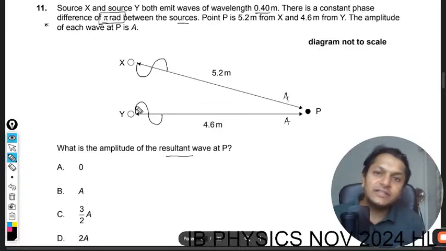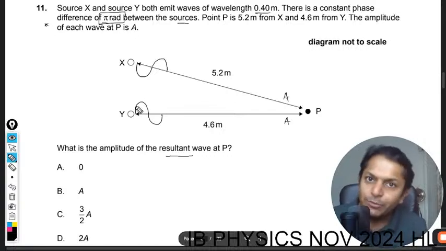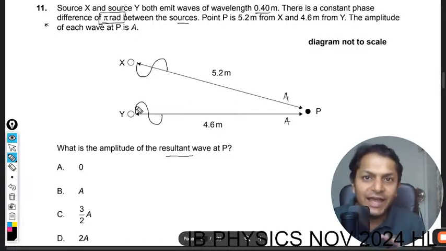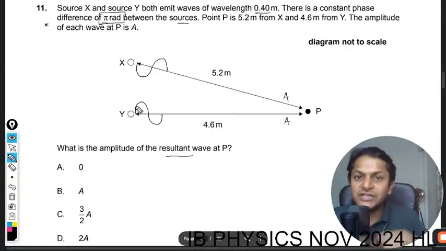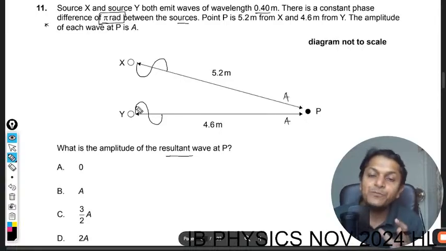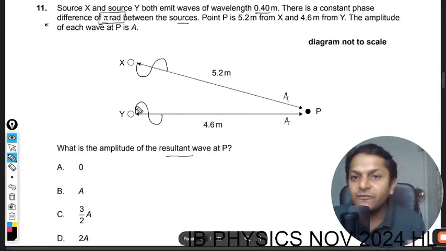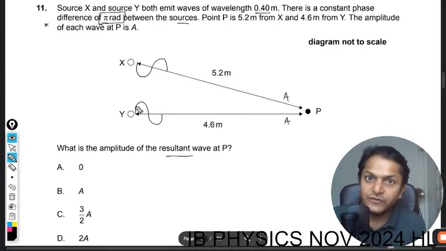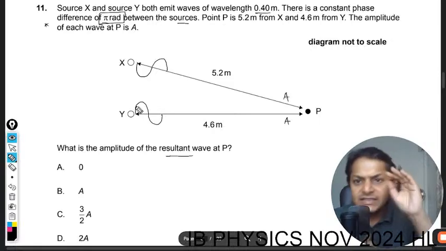Be very careful. This kind of thing is not given in the books. This thing is not given anywhere. And IB has just given you a surprise with this question. Even I have never done this kind of question in IB physics before. So this is what is happening.